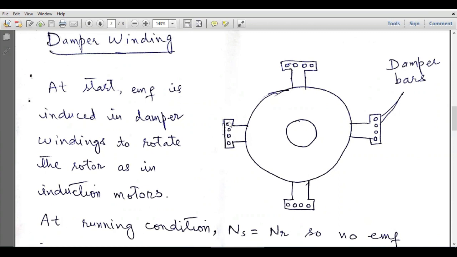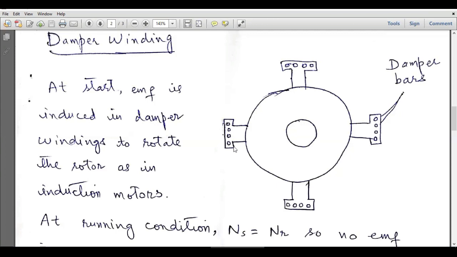So these are the pole shoes, and these pole shoes contain a number of slots, and damper windings are actually present in these slots at the pole shoes. These damper windings actually tend to run the synchronous machine just like an induction motor. In an induction motor, whenever the revolving magnetic field interacts with the rotor, EMF will be induced in the rotor windings, and the motor experiences a starting torque, and gradually it starts revolving, and after some time the motor reaches the steady state.